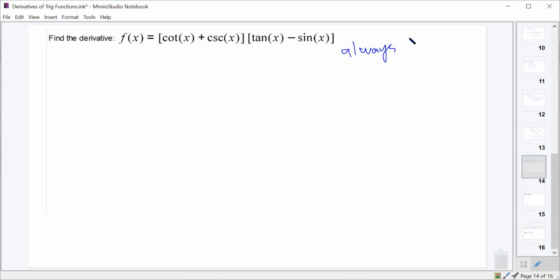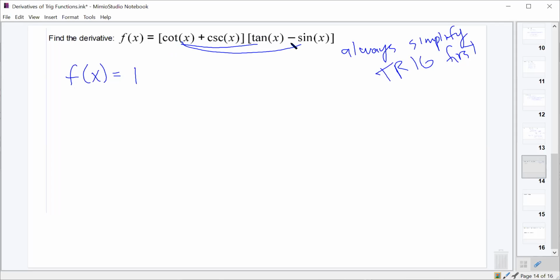So I'm going to say this always: unless you already see the derivative and it's really easy to find, always simplify trig first. If there's any trig to simplify first, do it. So we got f of x is equal to cotangent times tangent. What's cotangent times tangent? 1. And then cotangent times negative sine. Well, that's cosine over sine times negative sine. What should that be?